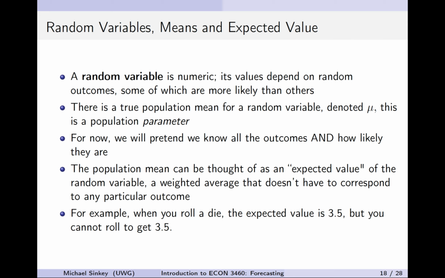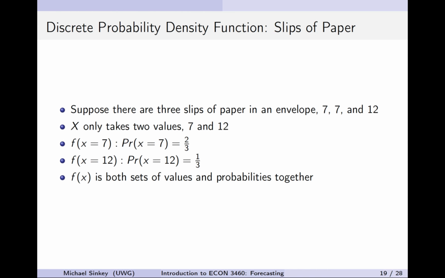And we know the probability assignment rule, all the probabilities for all the outcomes and how likely they are. So when we calculate a population mean mu, we think of it as the expected value of the random variable. And it's a weighted average of the probabilities and the outcomes, and that average doesn't actually have to correspond to any particular outcome. So if I roll a die, I have a 1/6 chance of all the faces from 1 to 6, but if I take the expected value of the die as 3.5, and that is not an outcome on the face of the die.